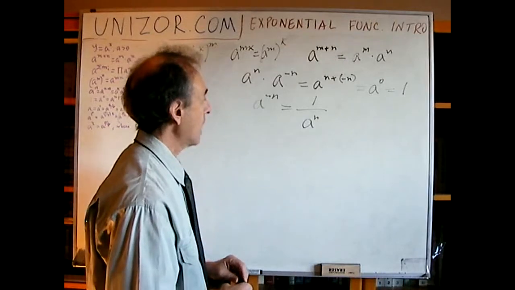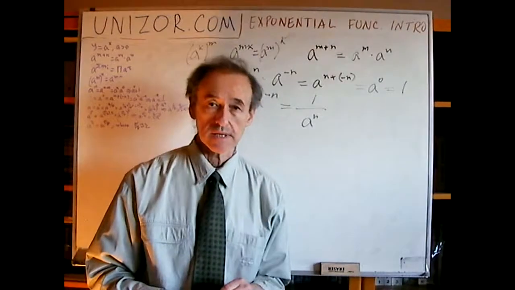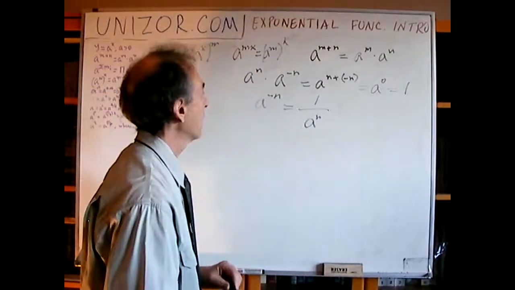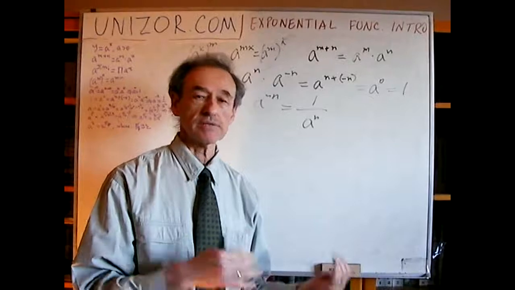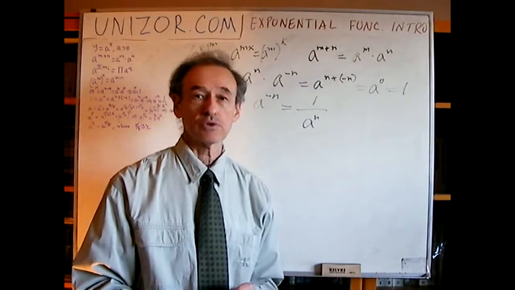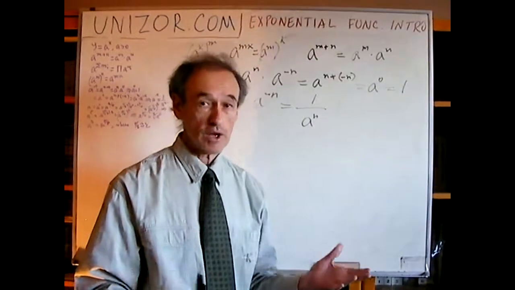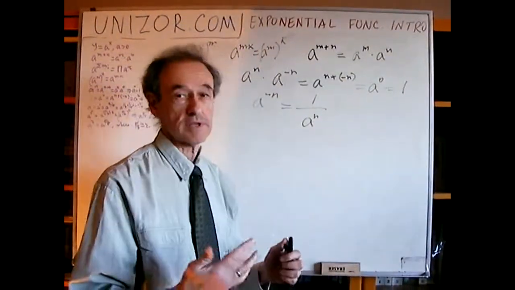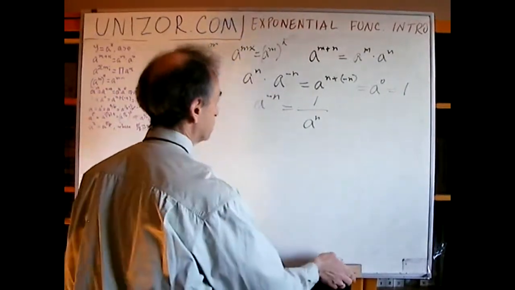And let's now go into a little bit more complex case. What comes after positive, negative and 0 integer numbers? Well, we have to expand it to rational numbers. So let's think about rational numbers and what is a reasonable definition for an exponent being a rational number.